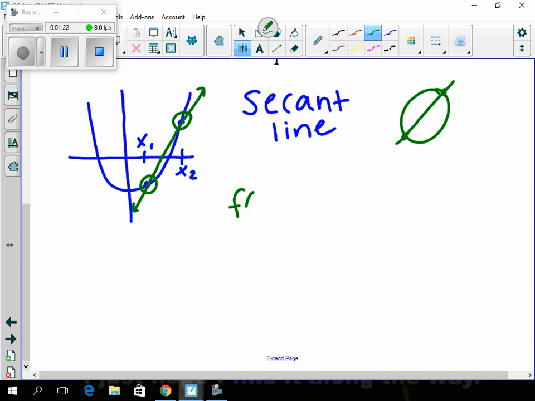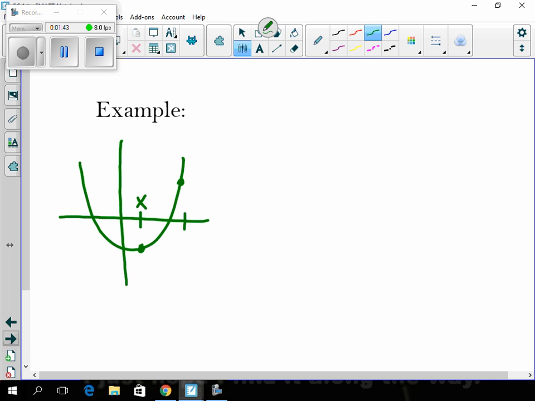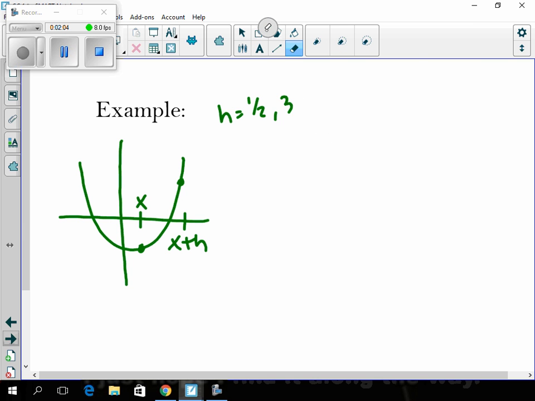And again, we can use this idea, f of x2 minus f of x1 over x2 minus x1, to find the slope of the secant line. Again, here we want to focus on the slope of the secant line, but rather than make x1 and x2, I'm going to call this x and x plus h. So h could be any number. H could be 1/2, it could be 3, it could be negative, well, probably not negative 3, but it could be any number that you wish to be.